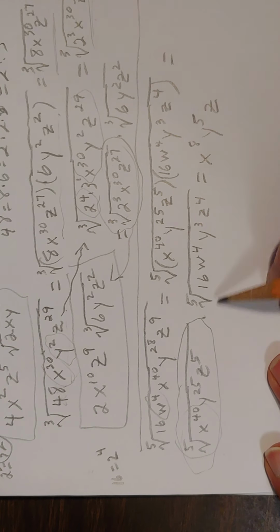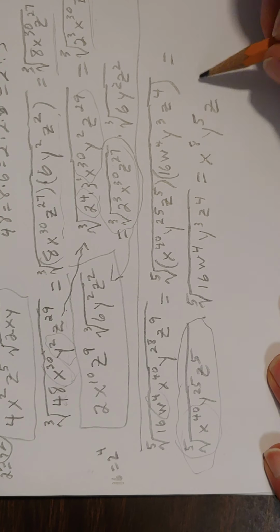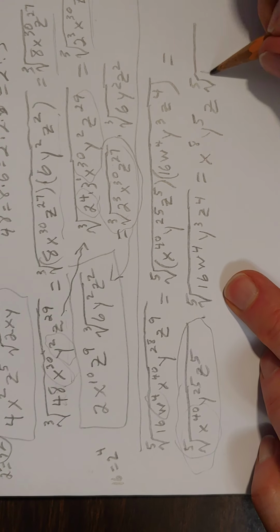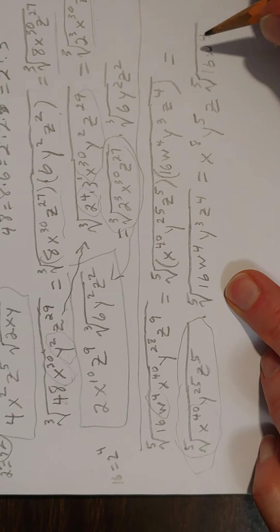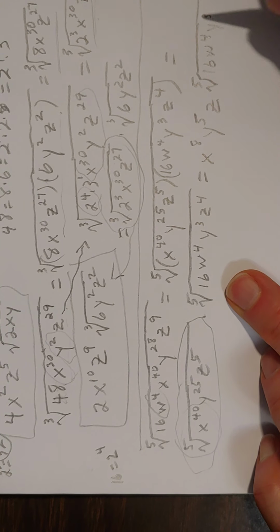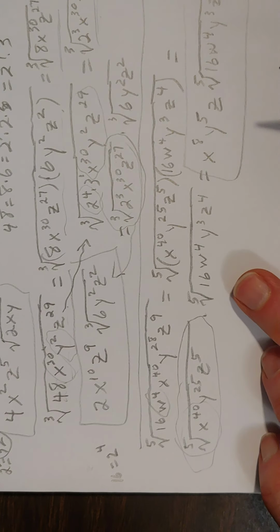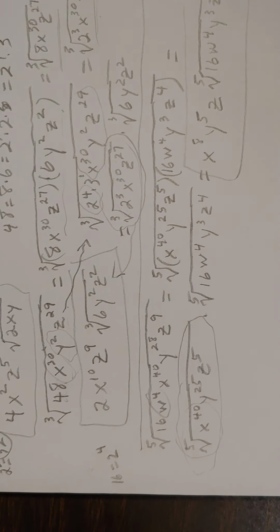Times this radical here, which cannot be simplified. So don't forget to write the index again. Fifth root of 16 w to the 4th y cubed times z to the 4th. And there you have the answer in simplest form. You should be able to do that.